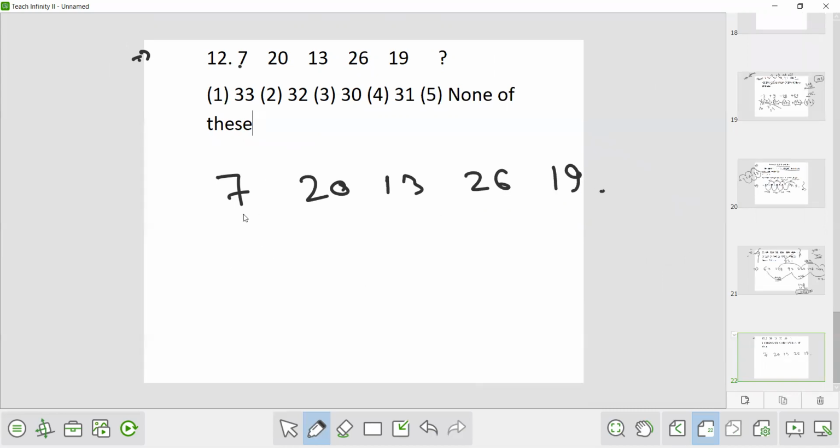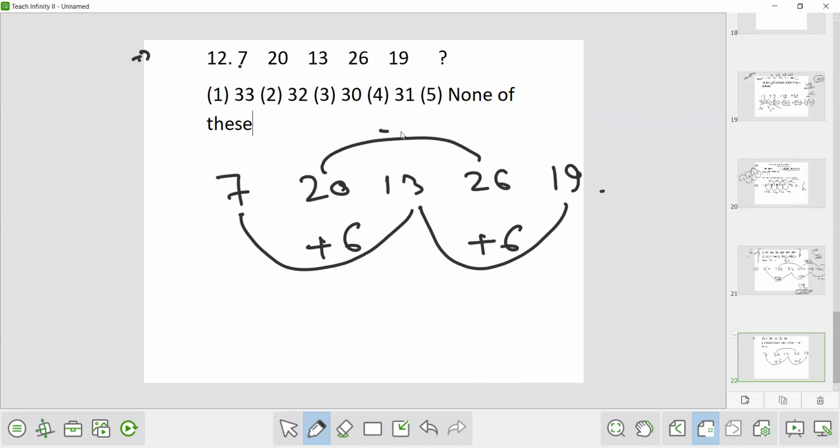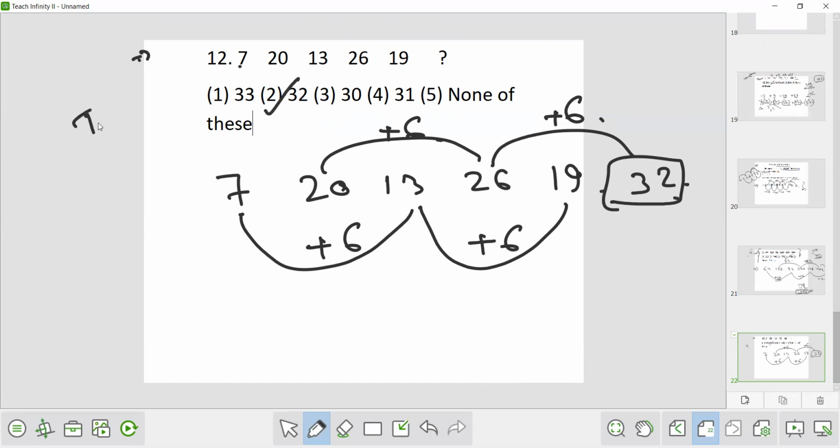So as we look at the alternate numbers, 7 and 13, it's plus 6. Then 13 and 19, it's plus 6. Then 20 and 26, it's plus 6. The rule is confirmed that every alternate number is getting added by 6. Now 26 plus 6 will be 32. Now the answer will be 2. So this is also a type of two type series.